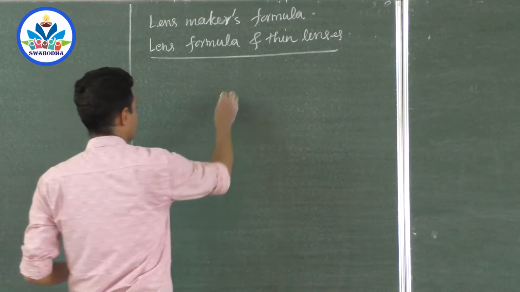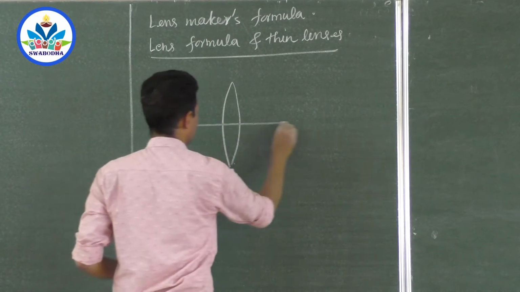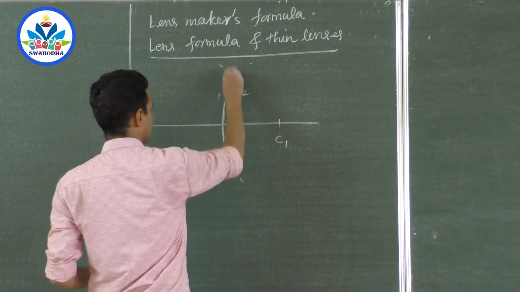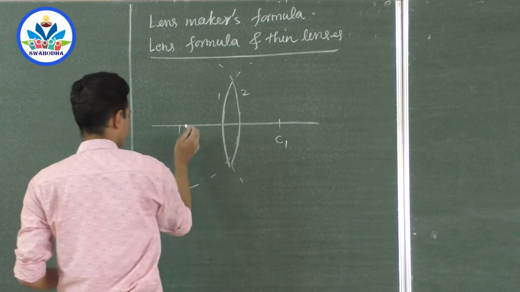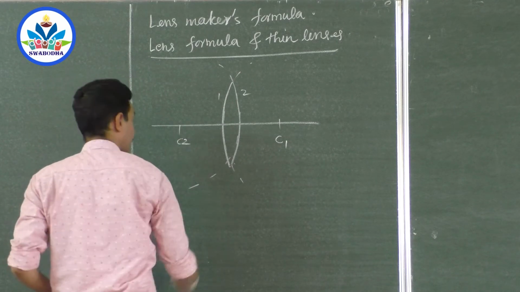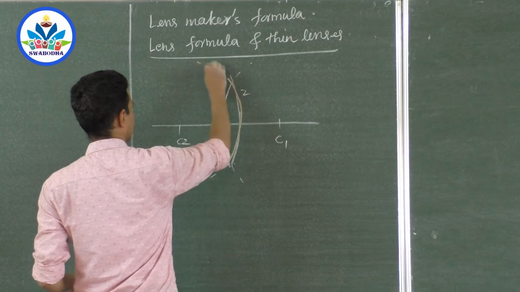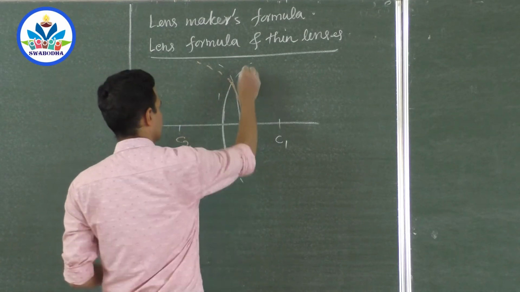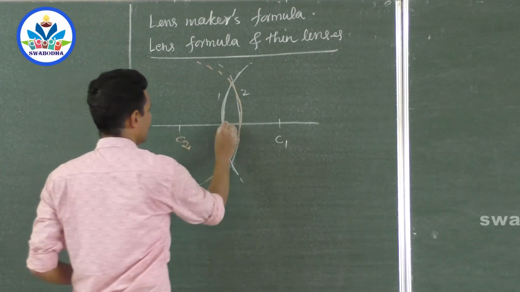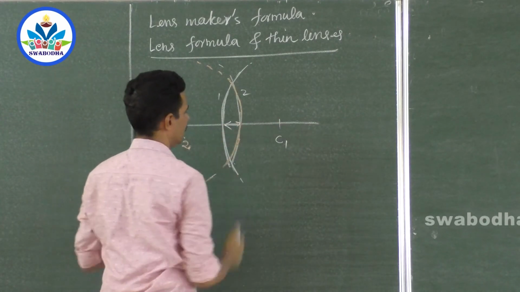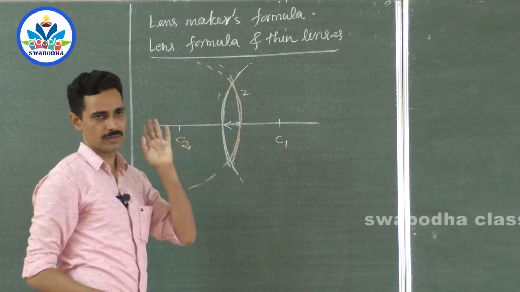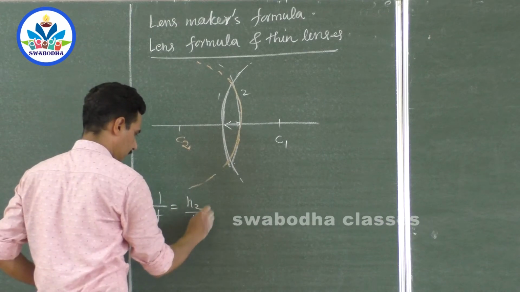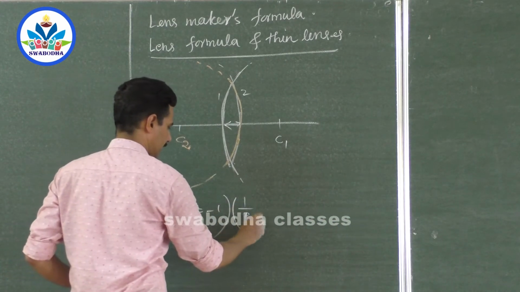Now you have lenses made up of two surfaces. This is the first surface, this is the second surface, and its center is here, C2, right? The first surface is the white one here. And it's a thin lens. What do you mean by thin lens? Compared to the radius of both the surfaces, the thickness is very small for the lens. Okay, what is the lens maker's formula? 1 by f is equal to (n2 by n1 minus 1) into (1 by r1 minus 1 by r2).